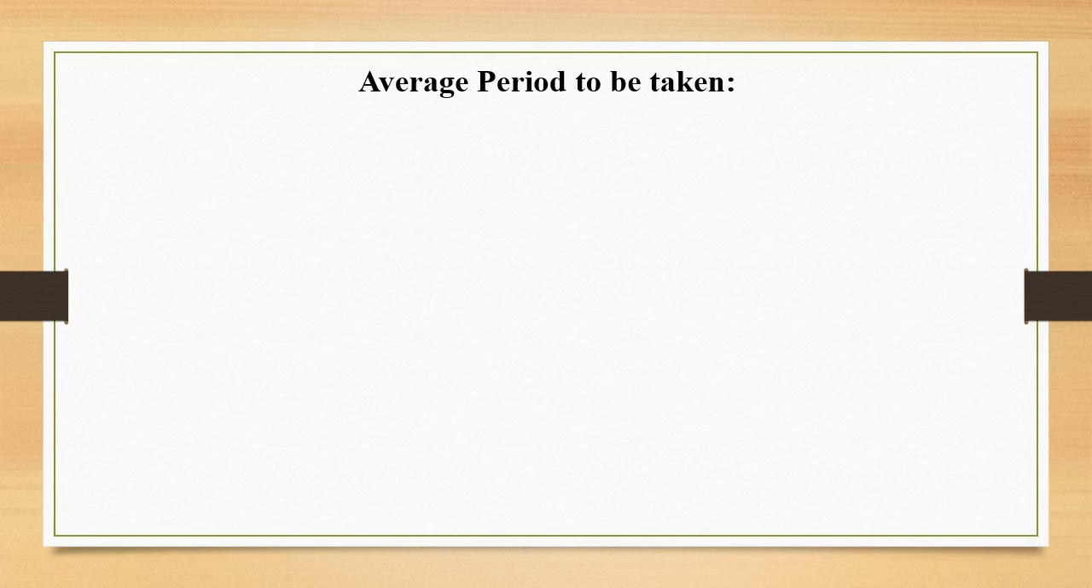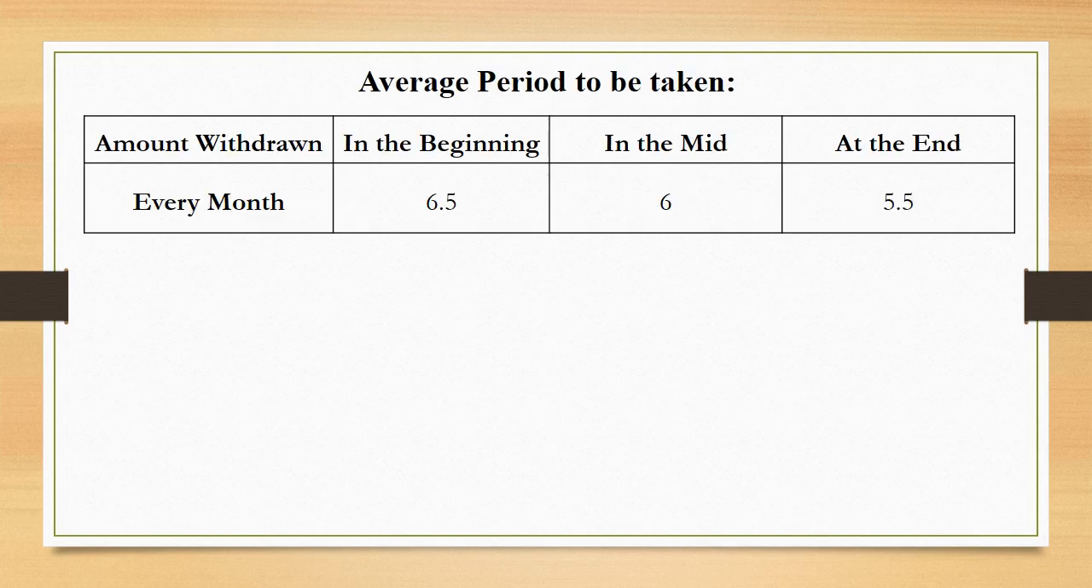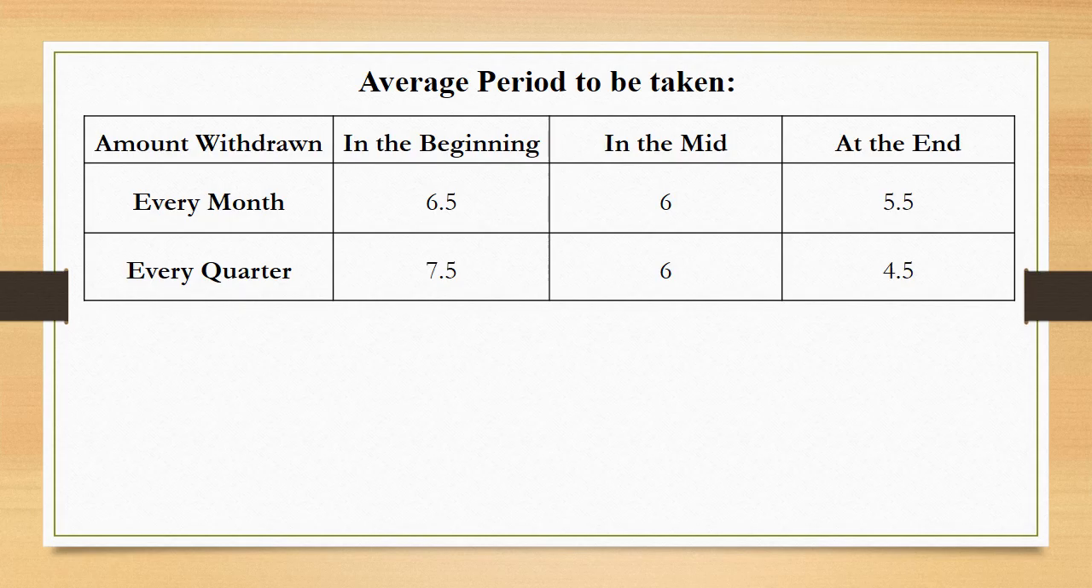Let us see the table, how to memorize this. You can see there I have mentioned the amount withdrawn. It can be in the beginning of the period, in the mid of the period, or at the end of the period. If the amount is withdrawn every month, then in that case the average period to be taken in the formula will be 6.5 for the beginning, 6 for the mid, and 5.5 for at the end of the month. And if the amount is withdrawn every quarter, 7.5 is the number of months to be taken if the amount is withdrawn in the beginning of the quarter, 6 months in the mid, and 4.5 at the end.